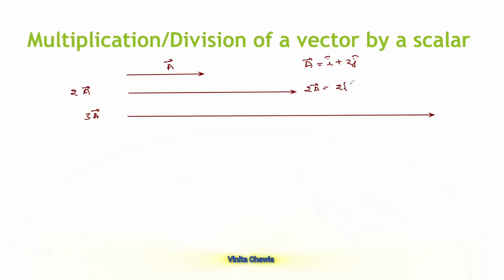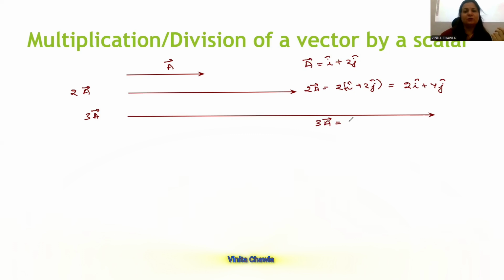2 into i cap plus 2j, or we can write 2i cap plus 4j. And if we multiply this vector by 3, then 3a vector is equal to 3 into i cap plus 2j, so this is 3i cap plus 6j cap. Right?